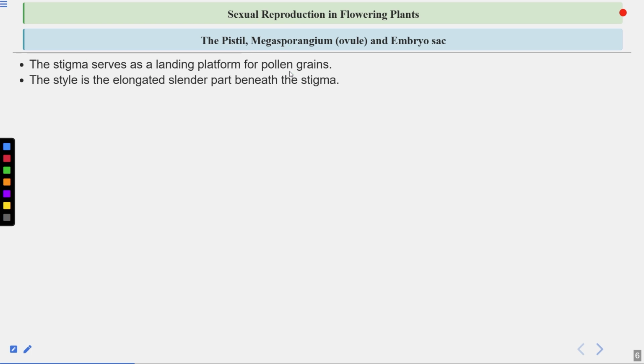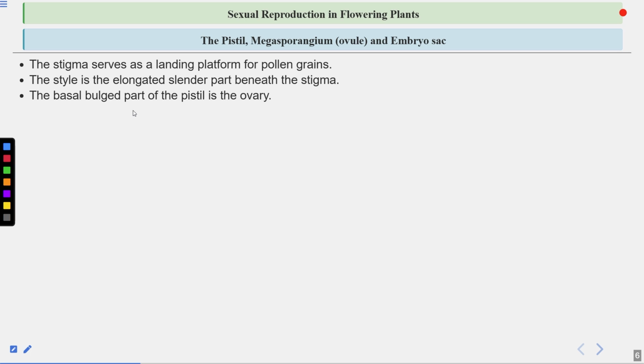The style is the elongated slender part beneath the stigma. After the stigma, there is a style, and it is the elongated slender part. It is quite a long slender part that comes after the stigma.